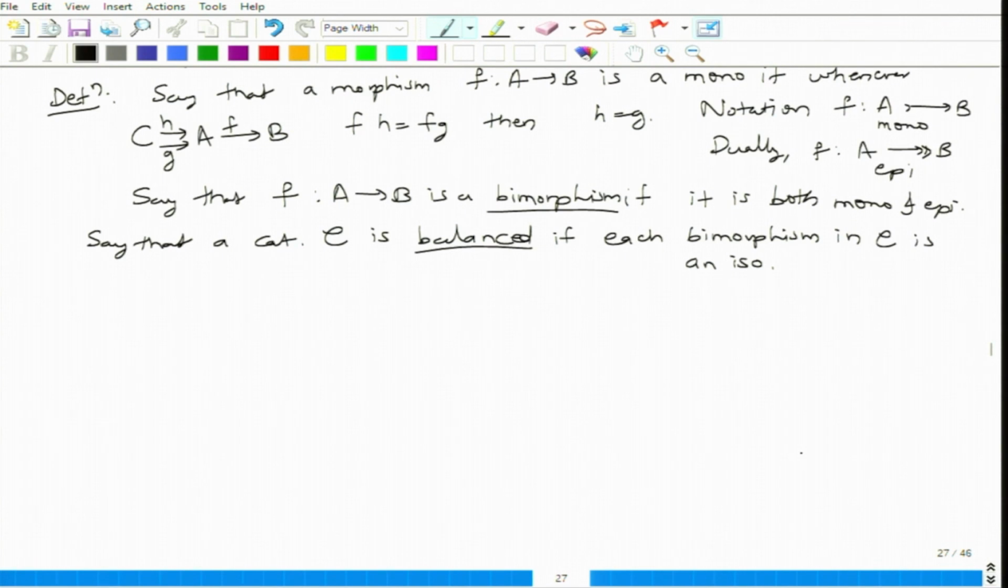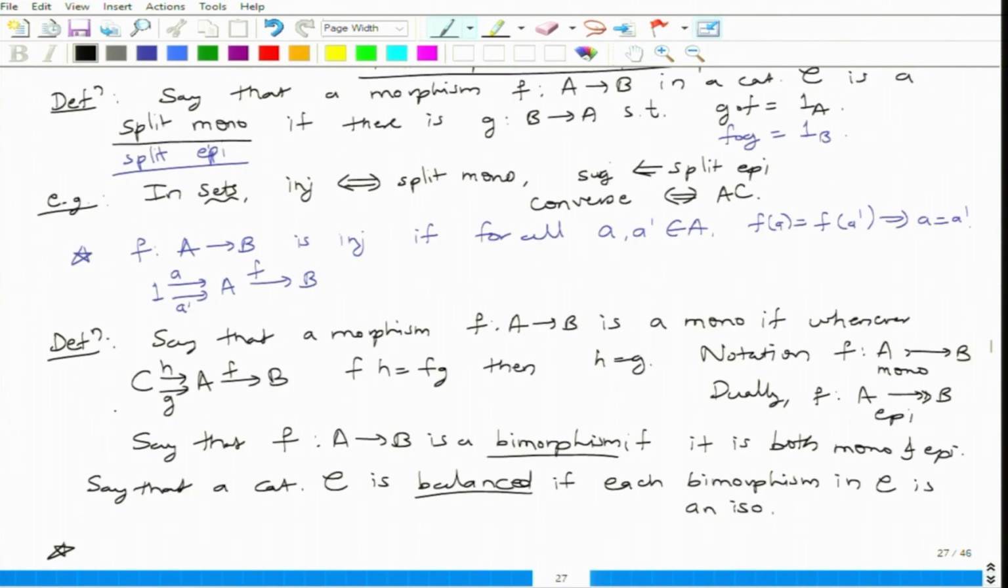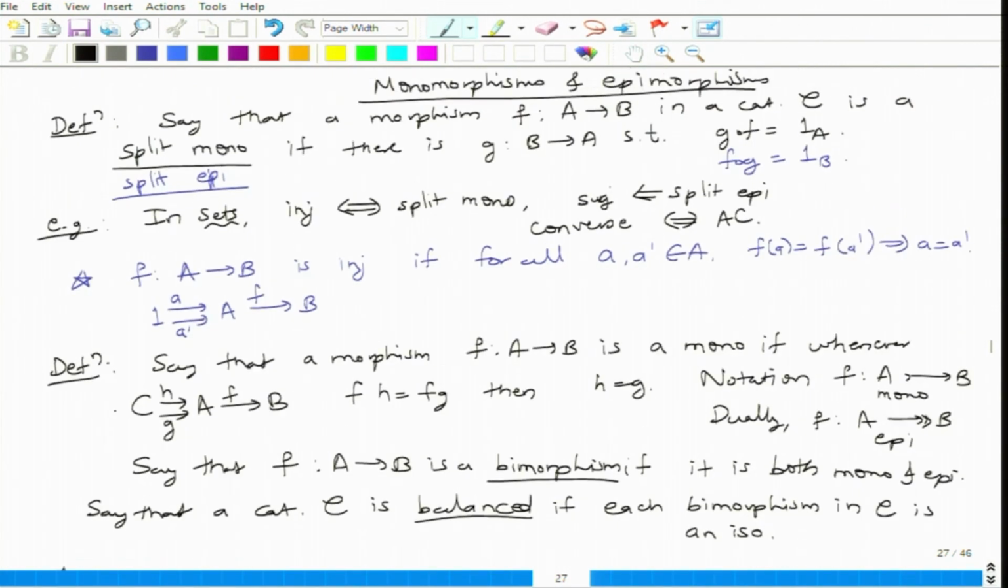Oh, okay, even before examples, what is the connection between monos and split monos? Let me show you the definitions again. Are all monos split monos, or are split monos monos? Split mono implies mono. Why? Because if you have Fh equals Fg, then you can take the left inverse. Correct. You get h equals g.